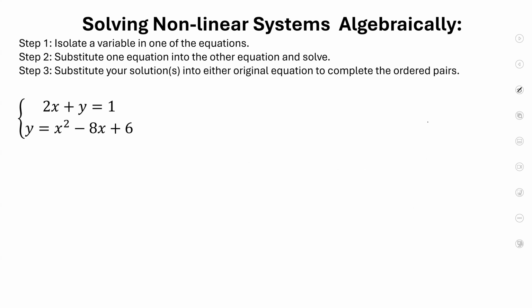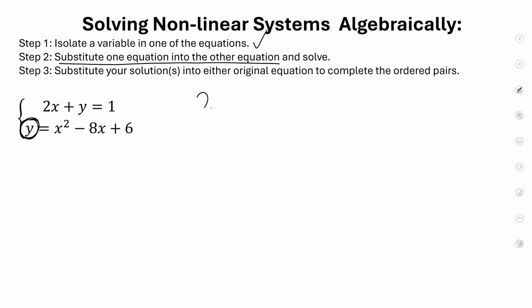The first step is to isolate a variable in one of the equations. So guys, this y is all by itself. So that fulfills step one. You just want to make sure one of the variables is by itself. Step two, we're going to substitute one equation into the other equation. So look what I'm going to do.